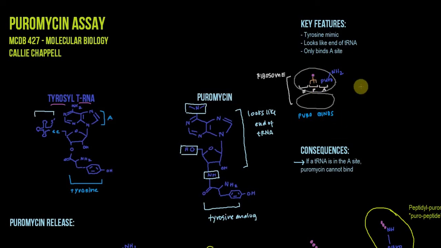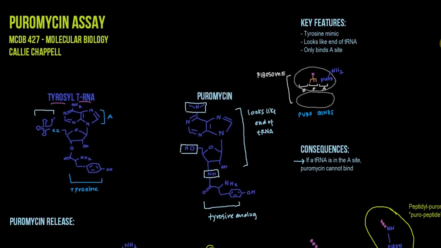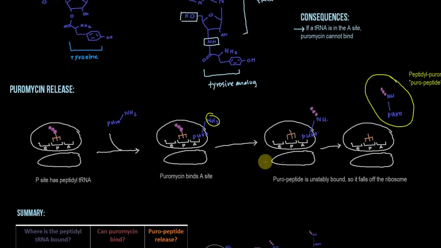So there are a couple of consequences here. The first is because puromycin only binds the A site, if the A site's free, puromycin can bind. However, if a tRNA is in the A site, then puromycin actually cannot bind there. It can't bind. Now let's talk about the closer mechanism of the puromycin release.